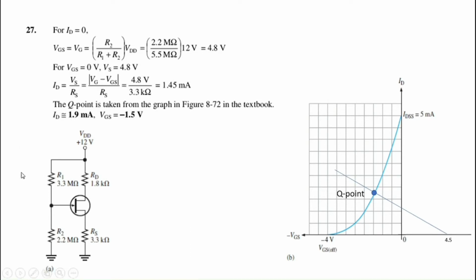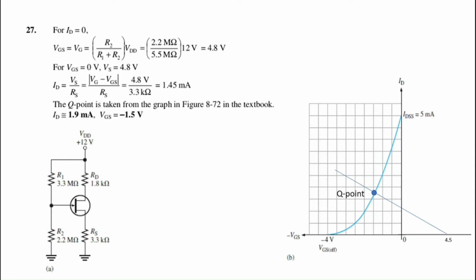Your gate voltage is given by the voltage divider, which is R2 upon R1 plus R2 multiplied by VDD. You can directly substitute the values from the diagram. Substituting, you'll get 2.2 mega ohms upon 5.5 mega ohms multiplied by 12 volts, which is equal to 4.8 volts. So that means 4.8 volts of gate source voltage at ID equal to 0 ampere. That will be your first point.